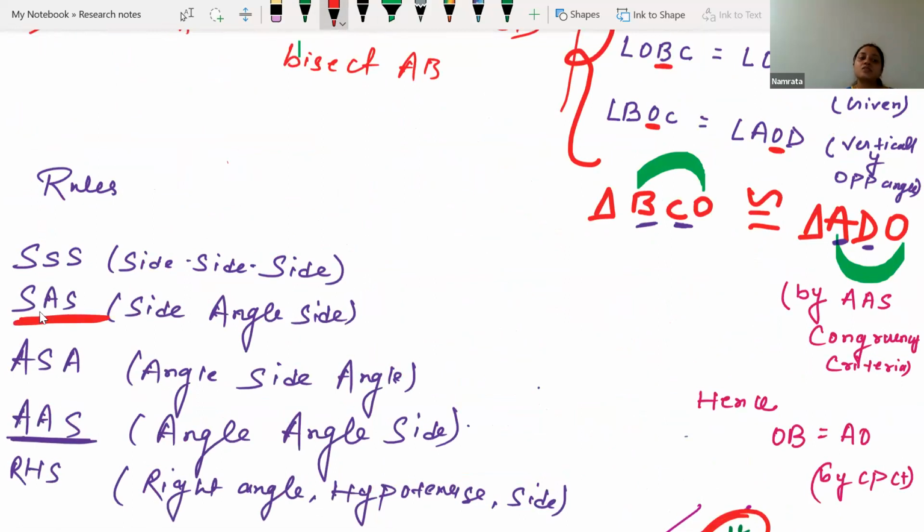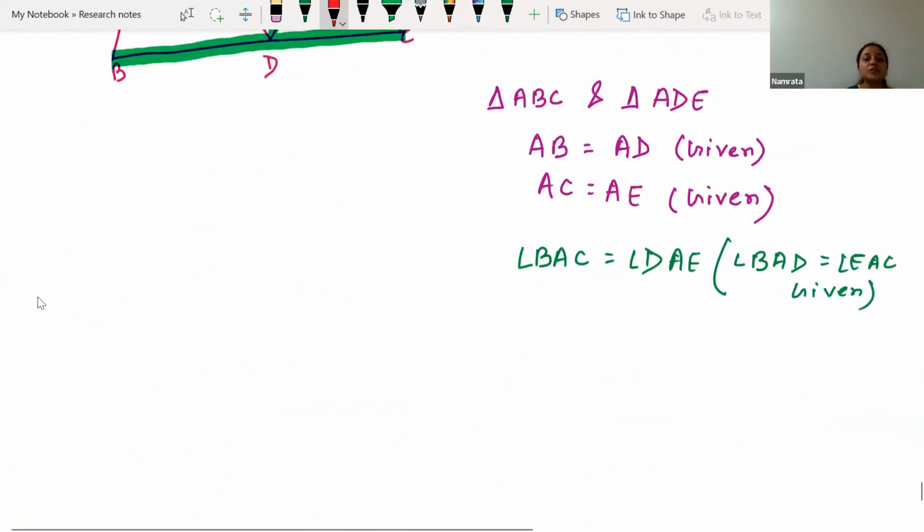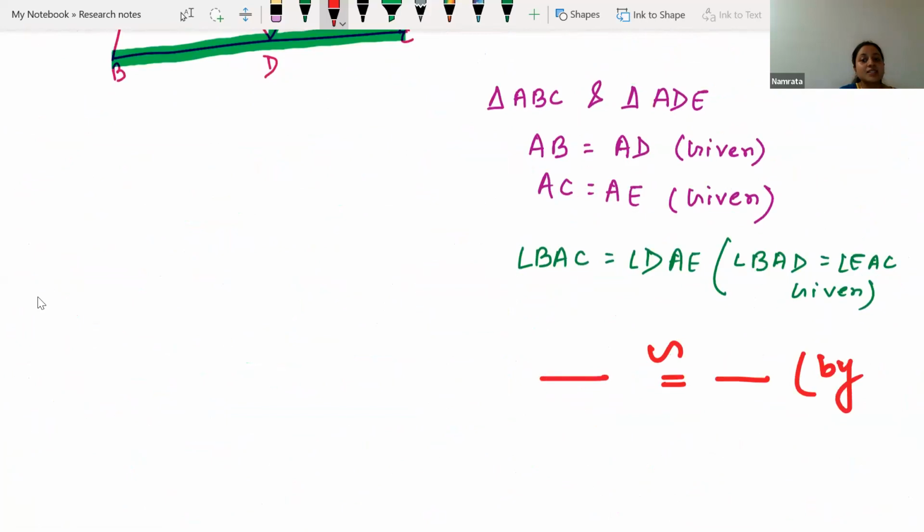So 4, 5 rules are there. You have to keep in mind this rule. Every time you get any rule, you have to go back to your rule book, from memory only, and check whether this rule is valid or not. So yes, this rule is there, that is side angle side. Now I am going to write this triangle is congruent with that triangle by side angle side congruency rule.